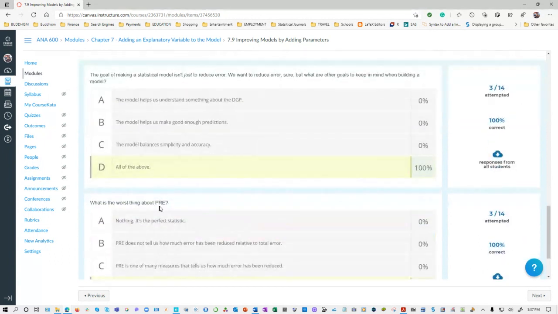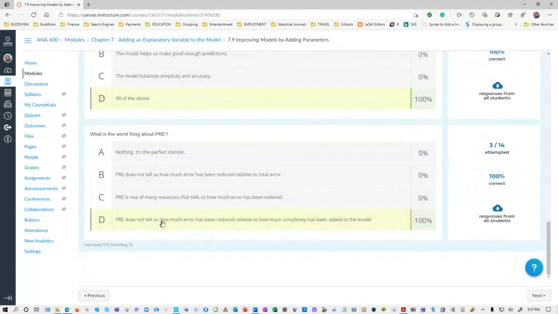Okay, what is the worst thing about PRE? The PRE does not tell us how much error has been reduced relative to how much complexity has been added to the model. They talk about how much the error has been reduced, but at the same time, they don't talk about how much complexity you have added while reducing the error. That's the worst part of PRE. PRE simply says how much error has been reduced, but it never mentions how much complexity has been added to the model at the same time. So that's the worst thing about PRE.